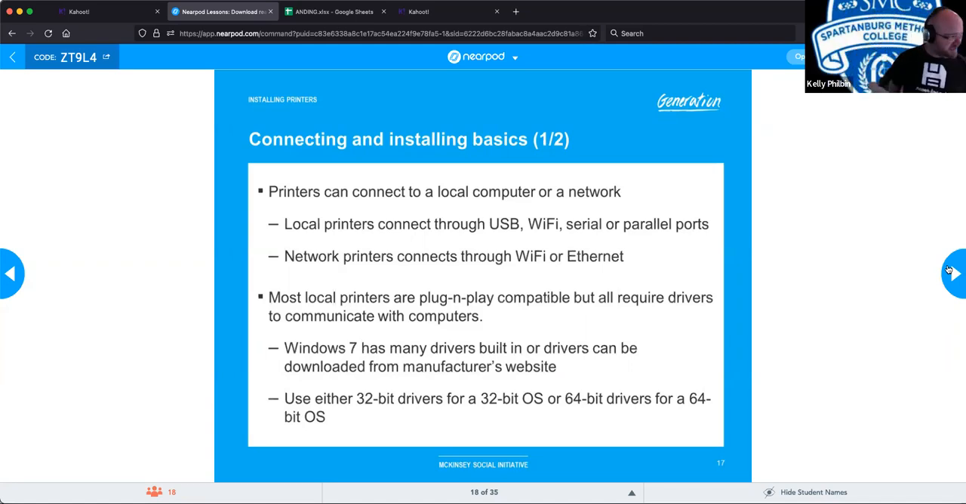So excellent work. Typically with printers, you're going to have the USB B connector on the printer side, and that's going to be that physical connection.